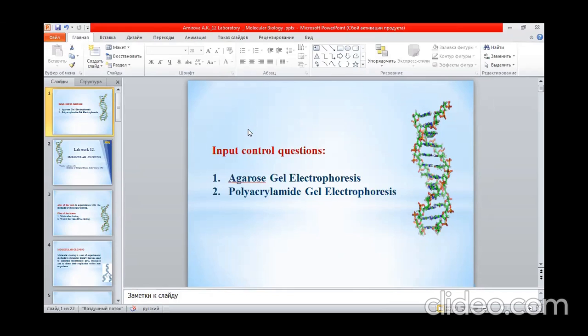What kind of devices are used for agarose gel electrophoresis? For agarose gel electrophoresis, a horizontal gel electrophoresis chamber is used. Okay.